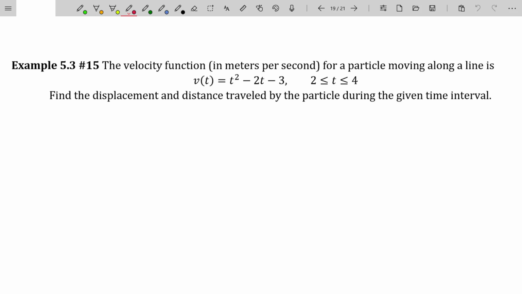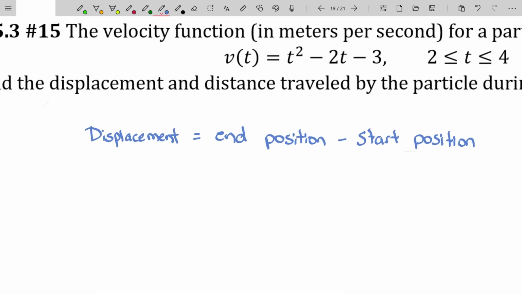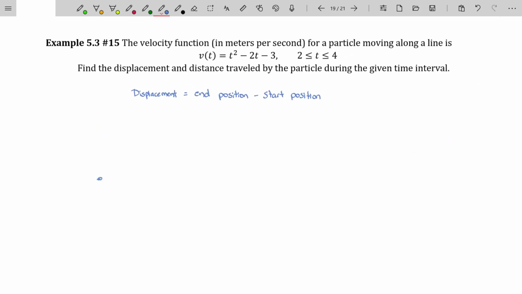The displacement is ending position minus beginning position. I went ahead and wrote that in there. But the distance traveled, that's completely different. Imagine you start at your house, home, and you go to work. Well, the displacement might be, let's say, for me, I live about 50 miles away from where I work. So that displacement is 50 miles for me when I go from home to work.